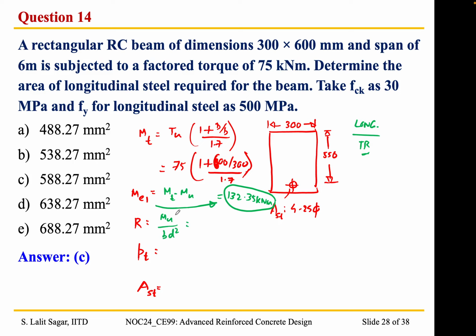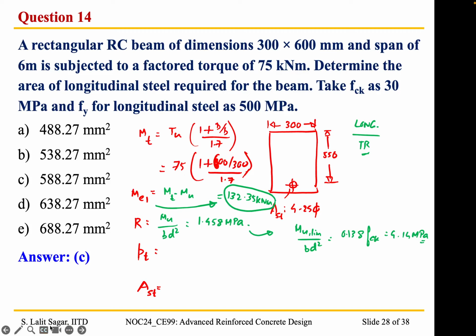So this value would be 1.458 MPa. And we need to check this with the value of Mu limit by bd square, to check whether the cross section is adequate. The expression is 0.138 fck, which is 4.14 MPa, which is fine. It can be designed as an under reinforced cross section.